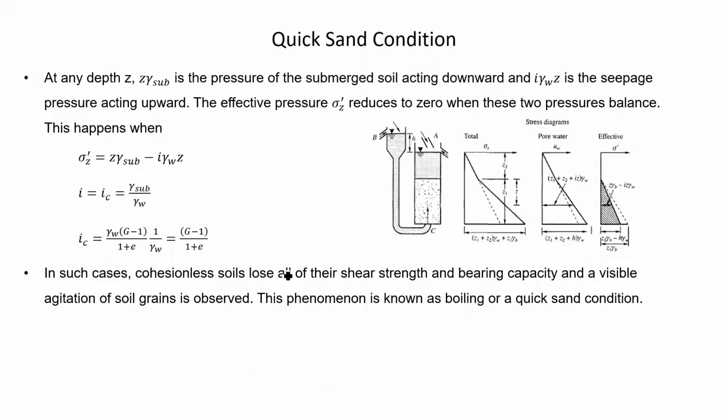So, quick sand condition is a flow condition occurring within a cohesionless soil when its effective stress is reduced to 0 due to upward flow of water. So, for upward flow of water in the soil, the effective stress at any depth z is given by this equation, which is sigma z dash is equal to z gamma sub minus i gamma w into z.